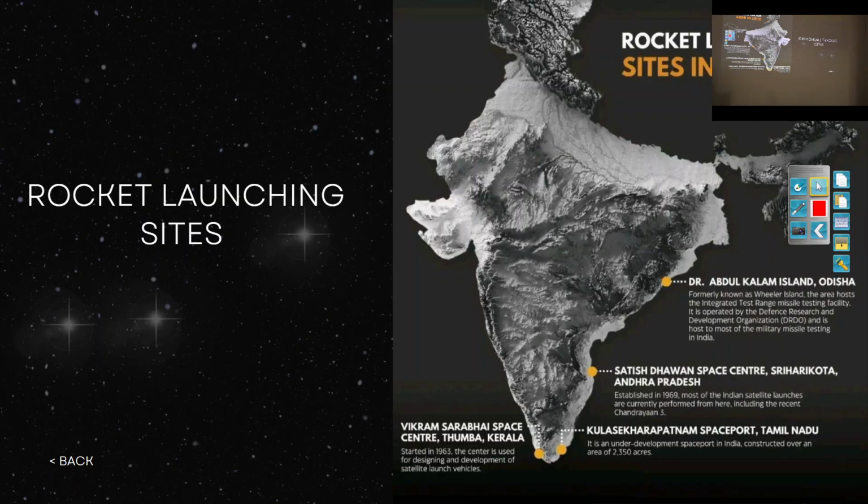And then location on the eastern coast. In case of failure, the debris can fall in the Bay of Bengal. So, all of these launching sites are on the eastern coast, right. So in case of any failure, the debris can fall into the Bay of Bengal and Indian Ocean.